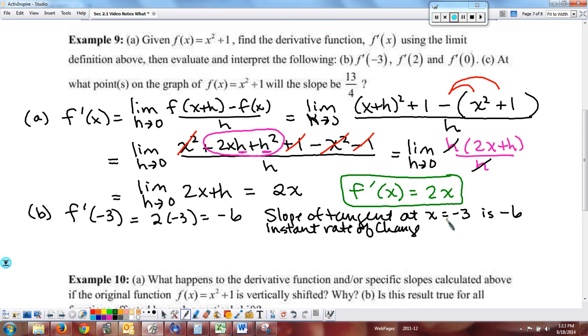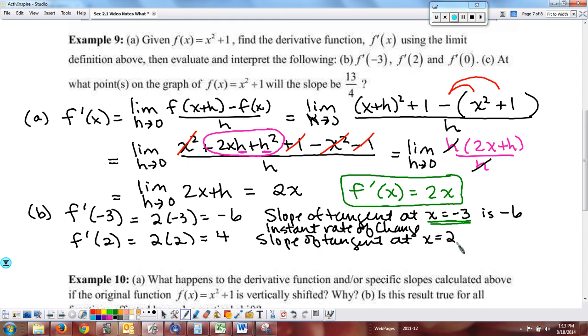Notice this is going to be very important. You have to say at what instant when you are doing the slope of the tangent or the instantaneous rate of change. If we were to calculate f prime of 2, which we already know is 4, we'll go 2 times 2, just to verify, we get 4. Slope of the tangent at x equal to 2 is 4, which makes sense. You're on the side where it should be positive.